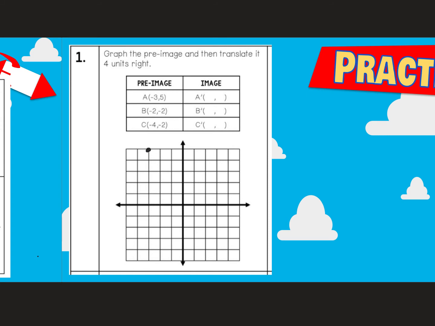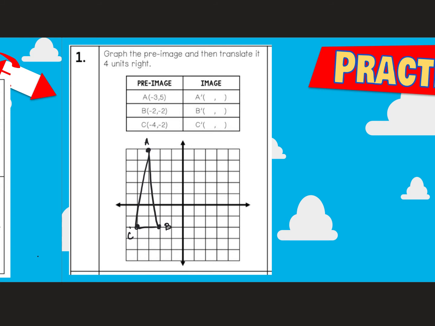I have negative 2, negative 2. So this is A, this is B. And I have negative 4, negative 2, which is C. All right, so I have a triangle here. Again, I apologize, my lines are not going to be straight.